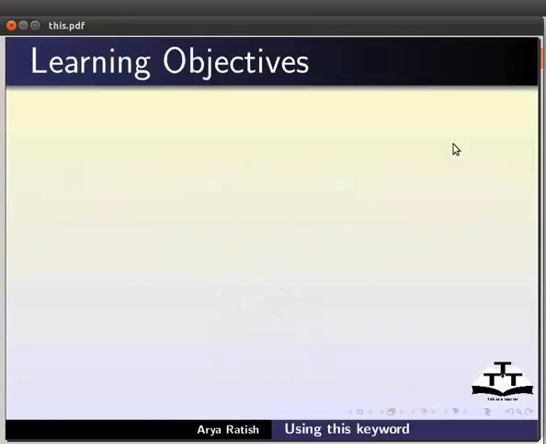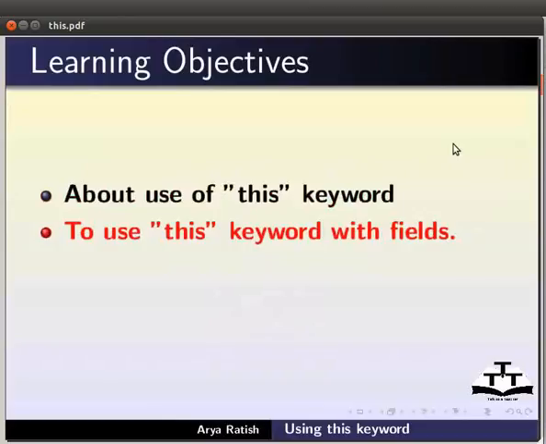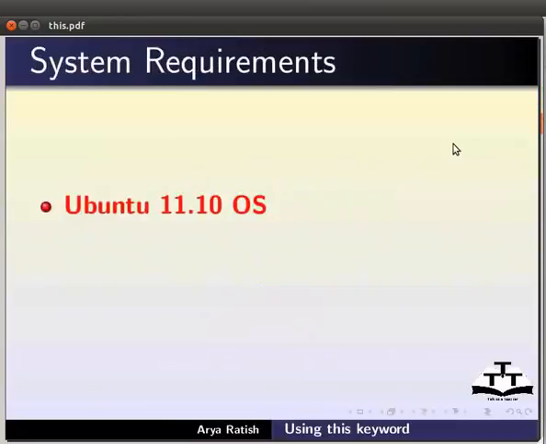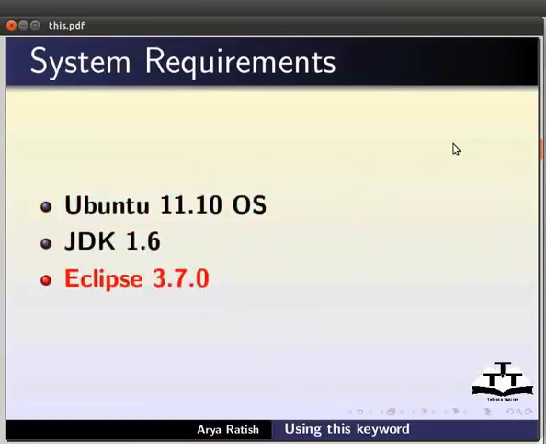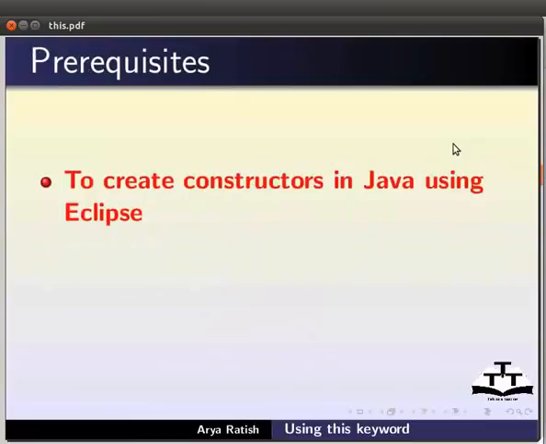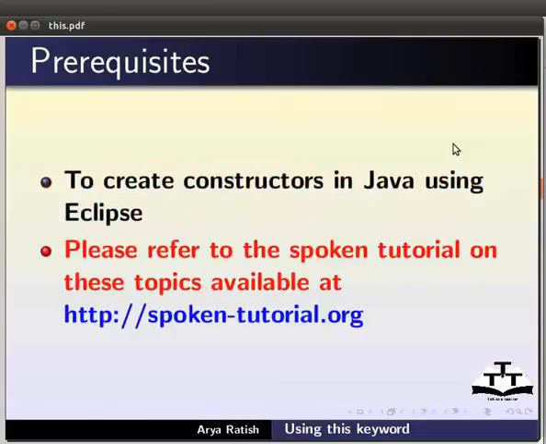In this tutorial, we will learn about the use of this keyword, to use this keyword with fields, to use this keyword for chaining of constructors. Here we are using Ubuntu version 11.10, JDK 1.6 and Eclipse IDE 3.7.0. To follow this tutorial, you must know how to create constructors in Java using Eclipse. If not, for relevant tutorials, please visit our website which is as shown.